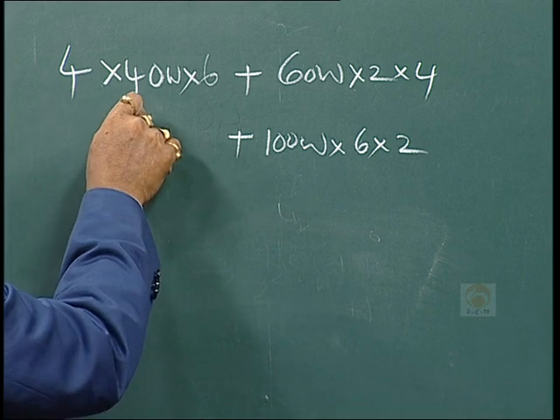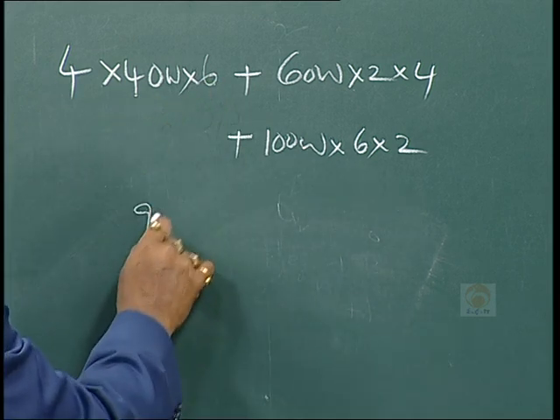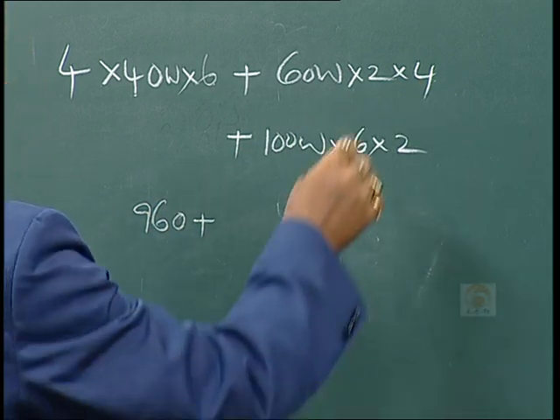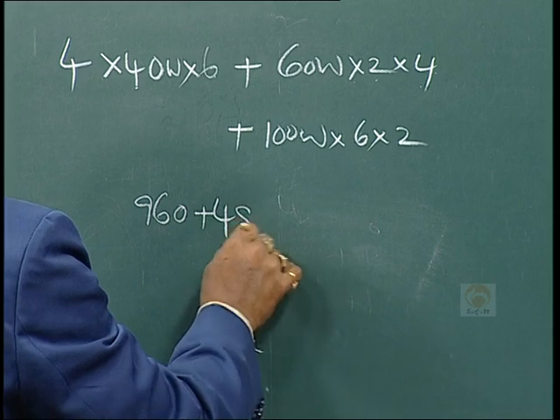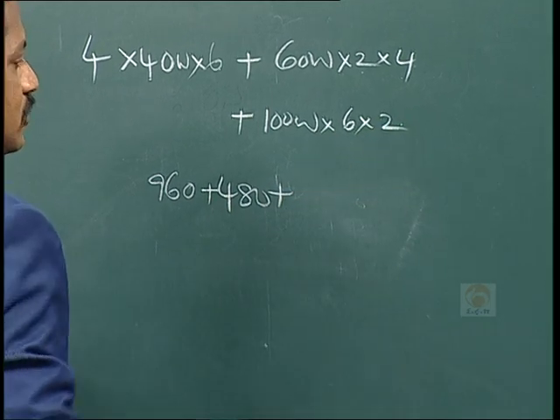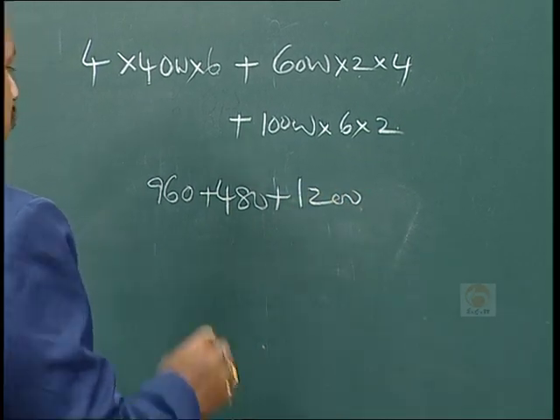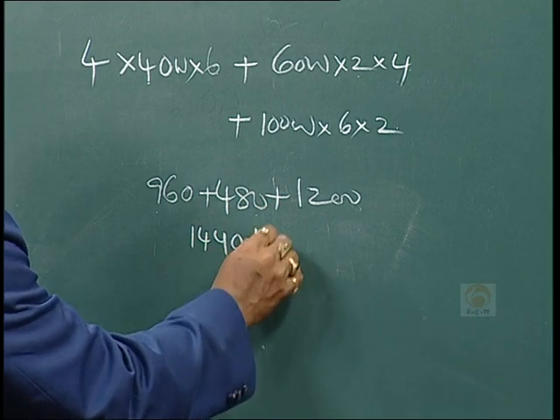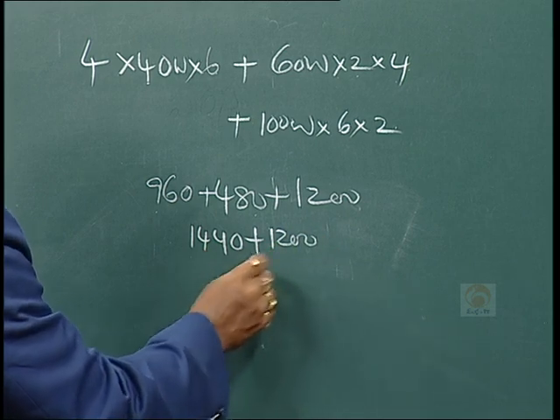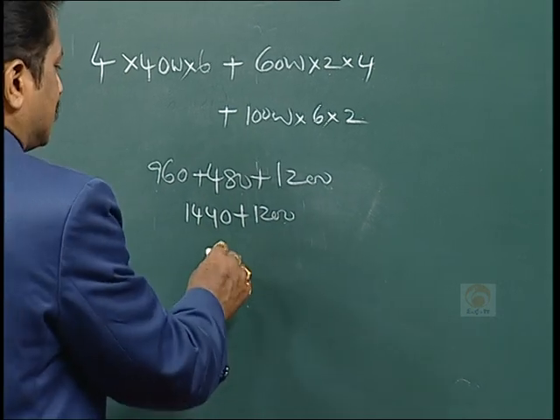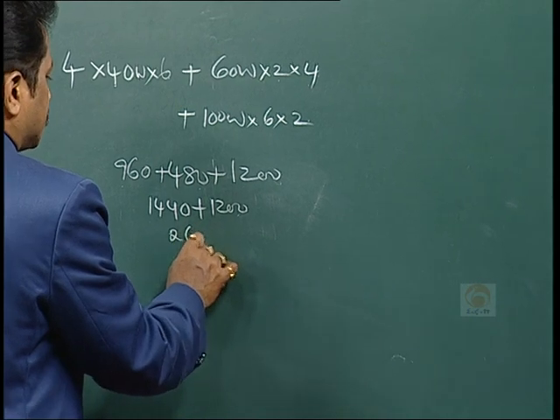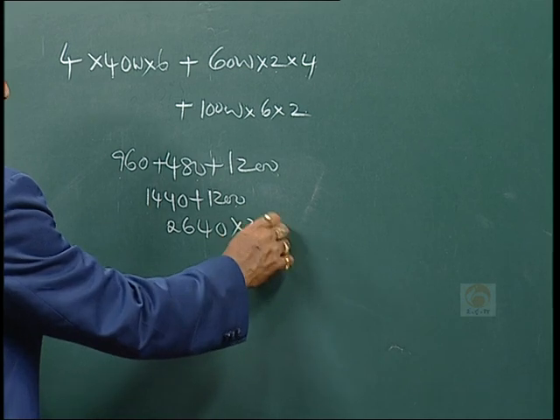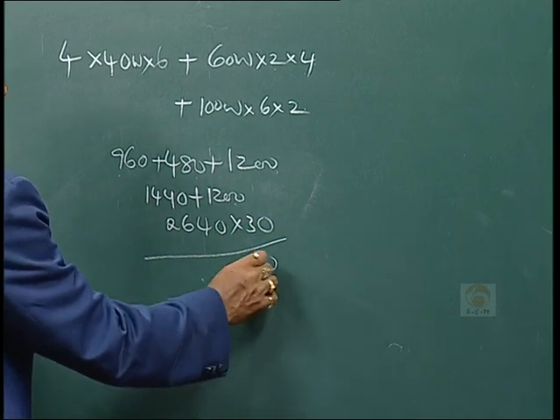4 fours are 16, so 160 times 6 is 960, plus 2 fours are 8, and 8 times 60 is 480, and 6 twos are 12, so 1200, correct. So, 960 plus 480 is 1440, and this is 1200. Here simply 1440 plus 1200 is 2640. Okay, and it is for 30 days. You multiply with 30 days.